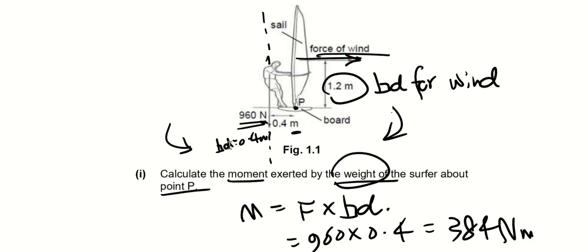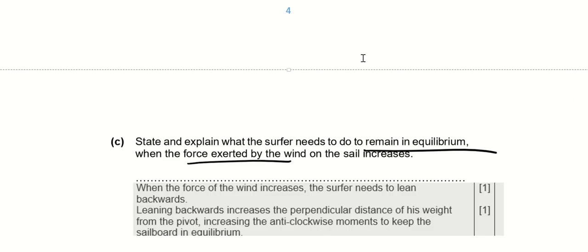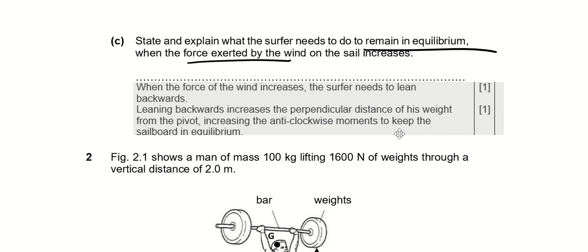Remember, just now we talked about it. The weight of the sailor actually exerts an anti-clockwise moment, but the force of wind actually exerts a clockwise moment. Since the clockwise moment has increased, he needs to lean back so that his anti-clockwise moment will now be equal to the clockwise moment, so that he can remain in equilibrium.